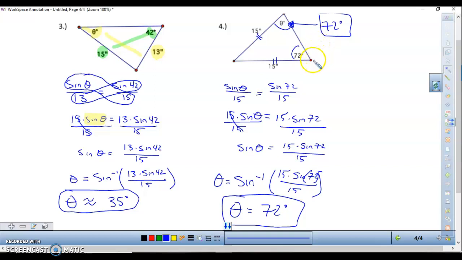All right, guys, so that is the law of sines. You're just going to have a couple problems of each type, solving for sides and solving for angles in your homework, just so you can practice the concepts.